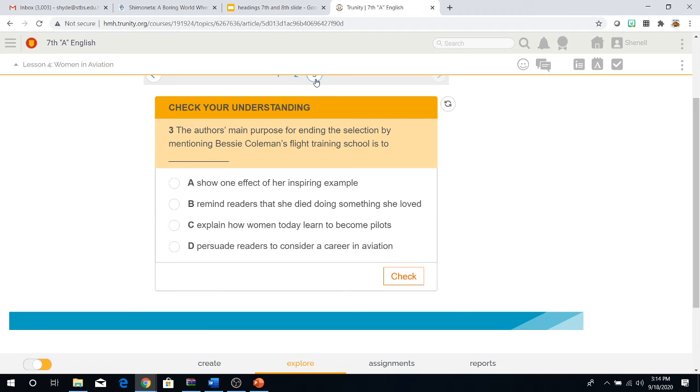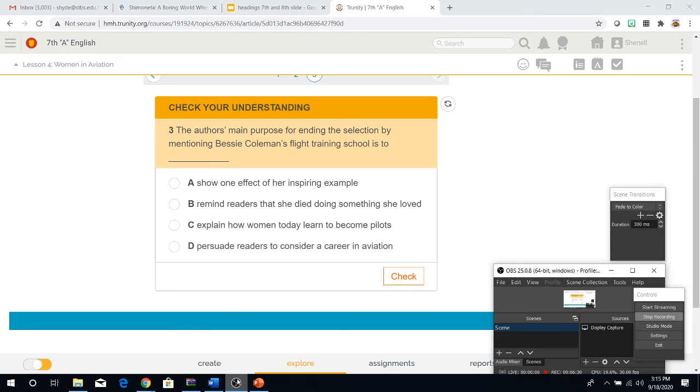And finally, number 3, the author's main purpose for ending the selection by mentioning Bessie Coleman's flight training is to A, show one effect of her inspiring example, B, remind readers that she died doing something she loved, C, explain how women today learn to become pilots, or D, persuade readers to consider a career in aviation. So again, make your choice and then check to see if you got it right.